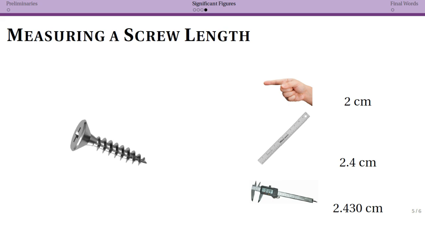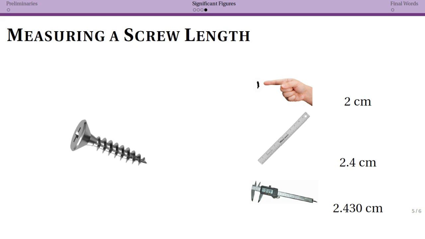So for instance, if I tell you that the screw is 2 centimeters long, I may have gotten that measurement by using the fact that the width of my finger is just about 1 centimeter. So I've used that to really just estimate the length of the screw, and I'm telling you it's 2 centimeters. You really don't know if it's 1.6 or 2.4, but it's 2. It's closer to 2 than it is to 1 or to 3.